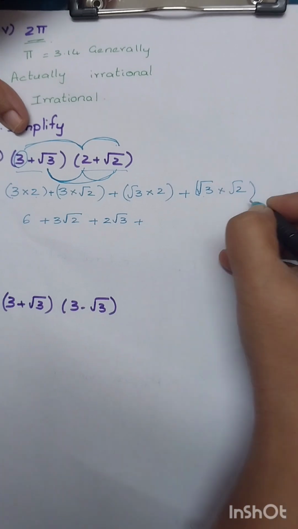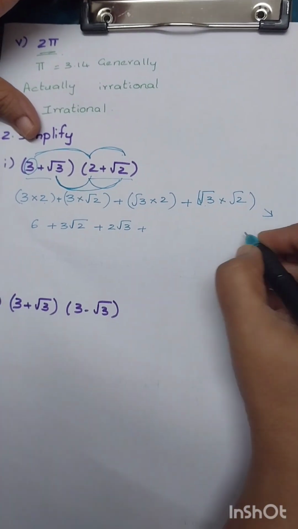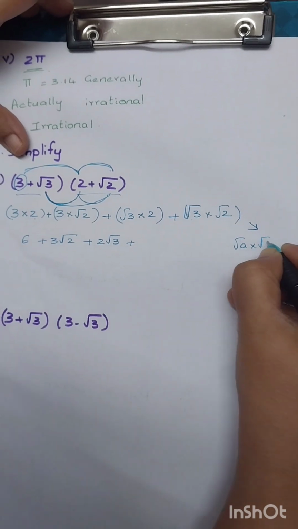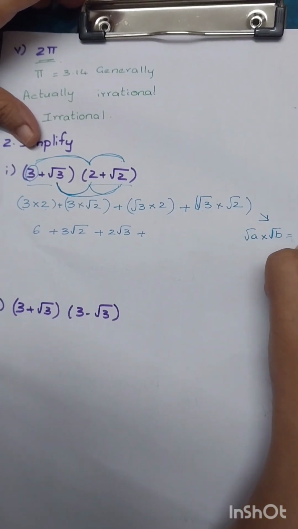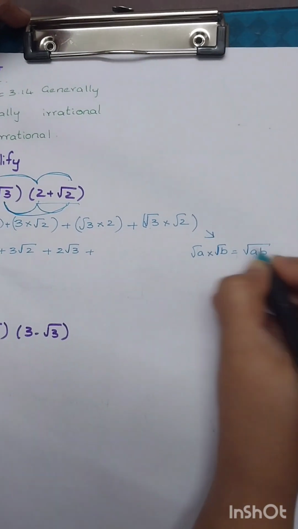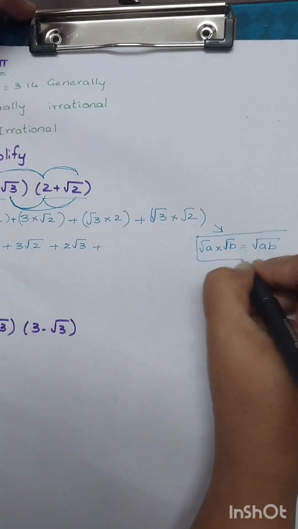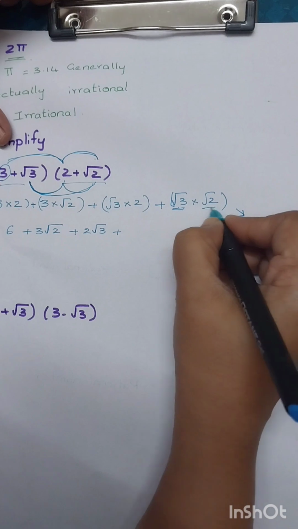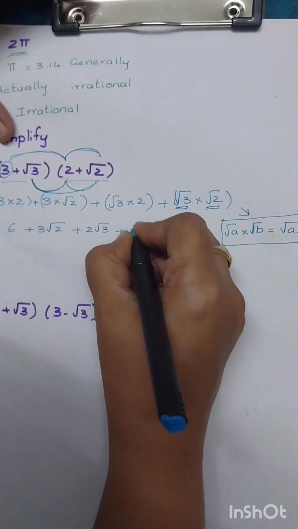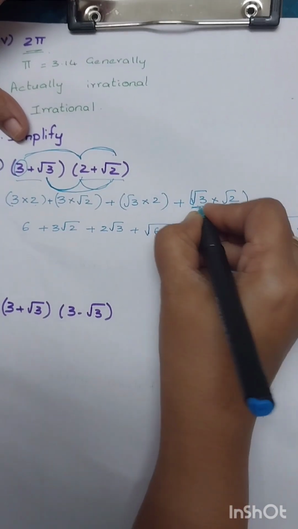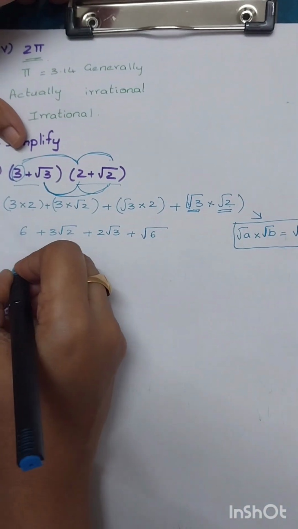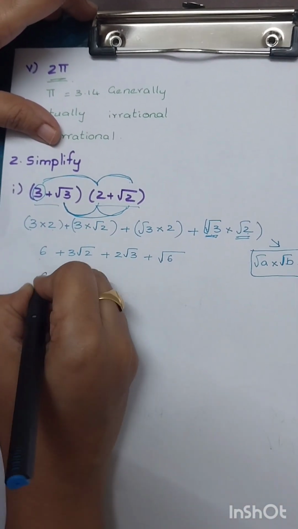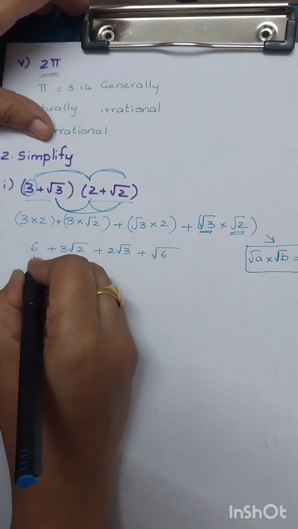3 into root 2. Here we are going to use the identity root a into root b will give us root of ab. So we are going to use this identity. Here what is this? Root 3 into root 2. So this will become root of 6. 3 into 2 gives 6. So the answer is 6.